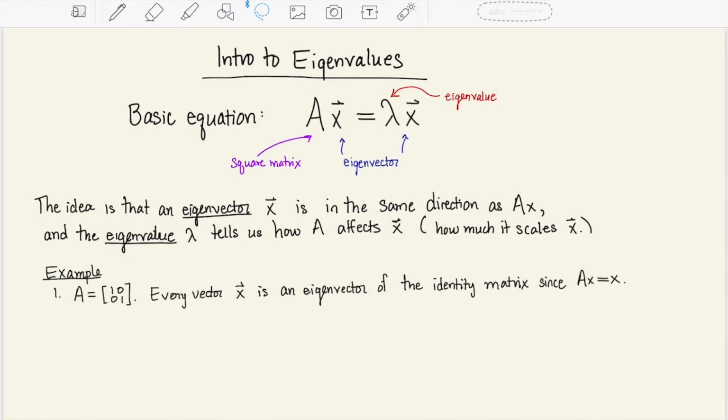The first and most basic example of this type of equation is when you use an identity matrix. In this example, let's use a 2 by 2 identity matrix. Well, every vector is an eigenvector of the identity matrix, because if you apply that identity matrix to x, it doesn't change anything. So in this case, the equation is Ax equals 1 times x. The eigenvalue is just 1 here. That wasn't a particularly interesting example, so let's look at a slightly more complicated example.